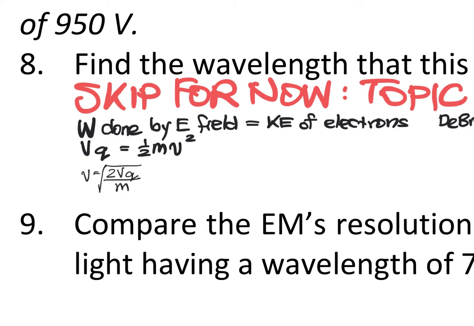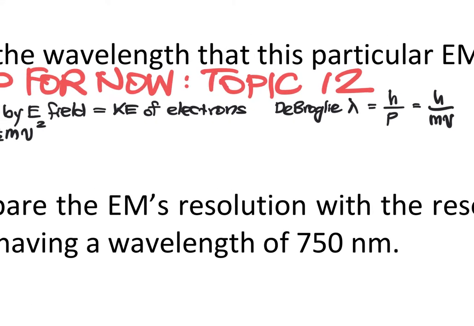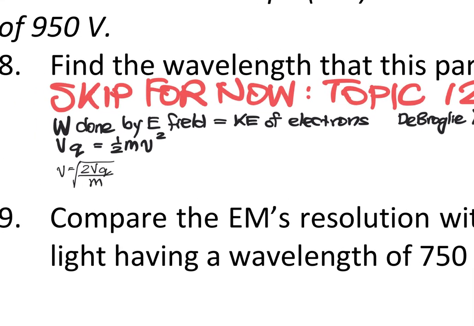And so I multiply both sides by 2, divide both sides by the mass, and square root to get that the speed is radical 2VQ over m. Don't confuse your v's. One's v for speed, the other one's V for voltage, yeah? So then we can throw that into this de Broglie wavelength equation, where lambda is h over mv.